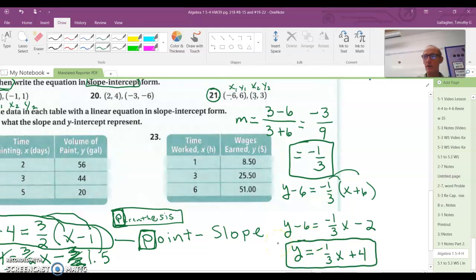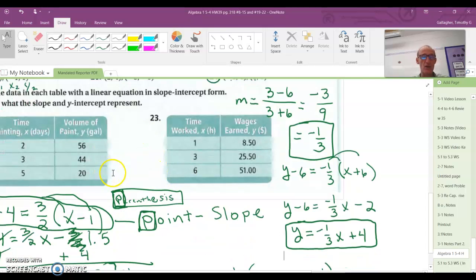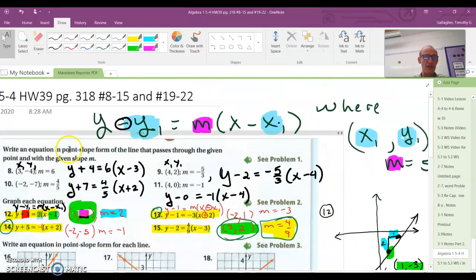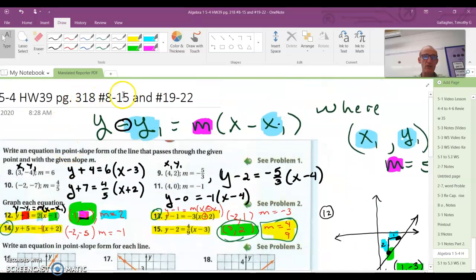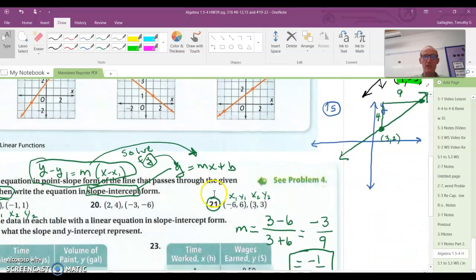Okay, so that wraps up homework 38. I just realized I think I'm going to change it. So we did 8 through 15, okay? And then we'll do 8 through 12, okay? And then we'll do 15. Just 12 and 15. And then we'll do 19. What did we do? We did 19 and 21.